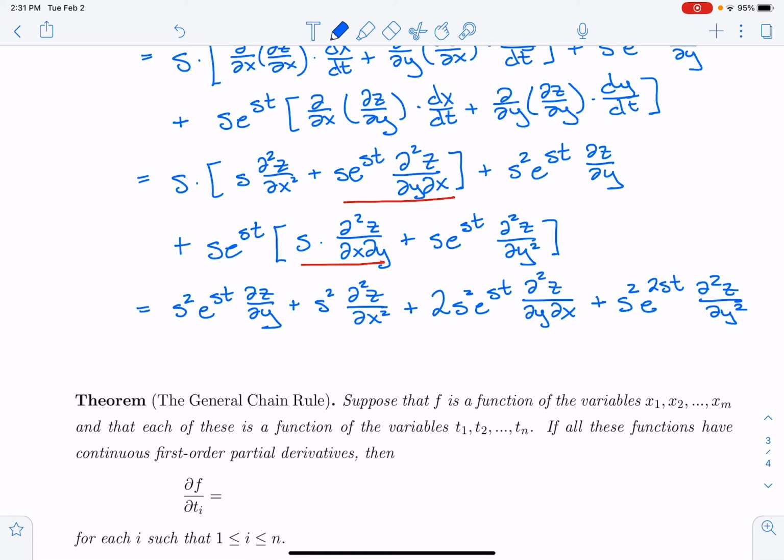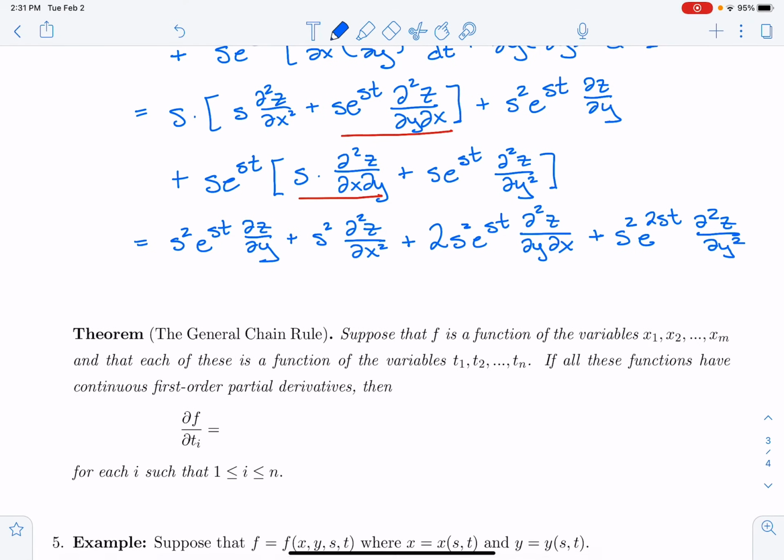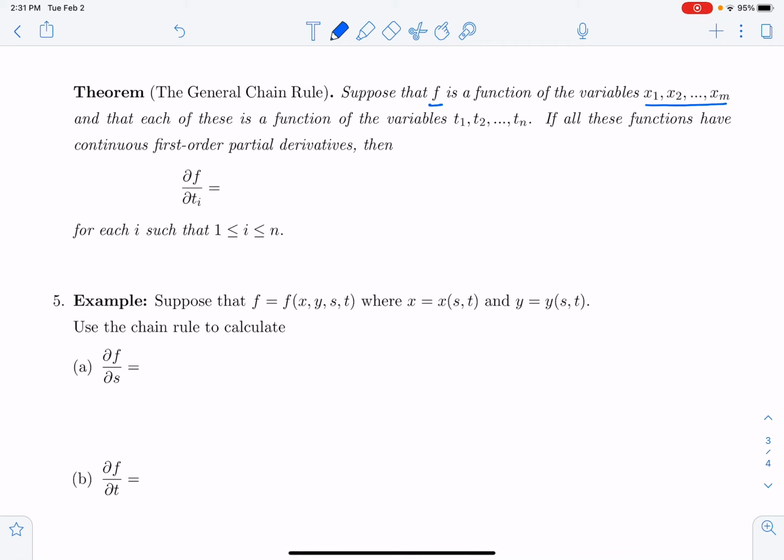Okay, so we want to do one more thing, and that is to look at the general chain rule. So the chain rule that I've presented before, x and y were my variables, and then they were functions of just a single variable t. Now we're going to let f be a function of the variables x1 through xm, and then each of these are going to be a function of a bunch of t variables.